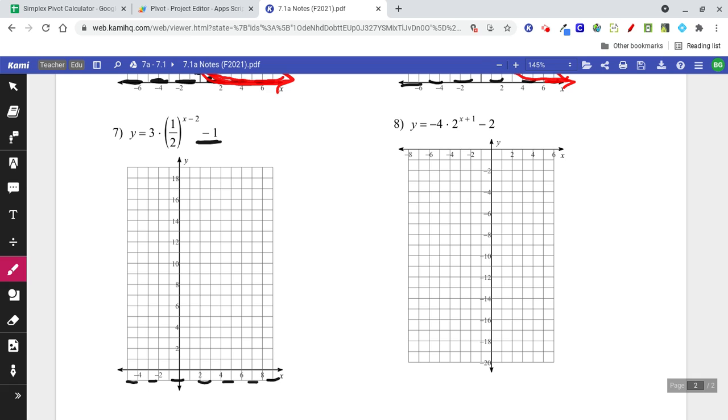That's where it's flat. Second thing I would think of is, is this going to be a growth or a decay problem? This is decay. That 1/2 makes it decay. So I know what it's shaped like, okay? You guys should know it's going to look like that, right? It's going to look like that. But we just make a couple of dots.